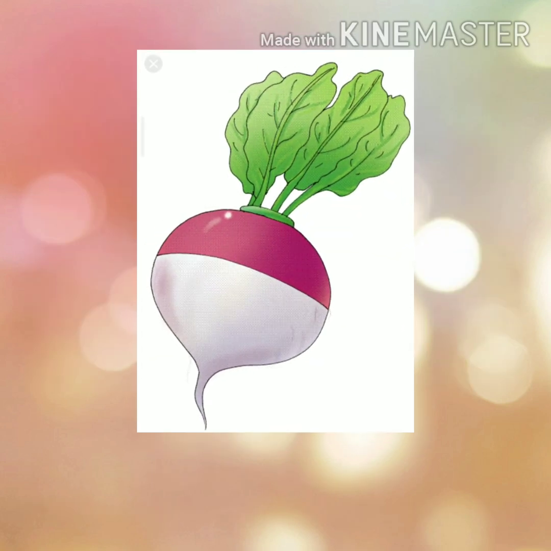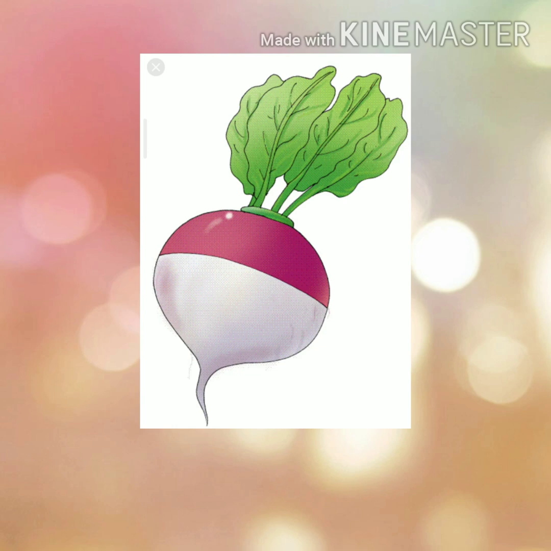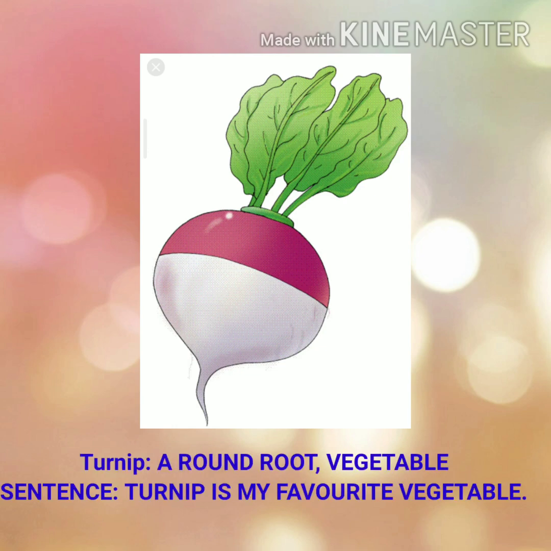What's this? Obviously, this is the turnip. What is the meaning of turnip? A turnip is a round root. It is a kind of vegetable that is grown underground. You can write the sentence, "Turnip is my favorite vegetable."